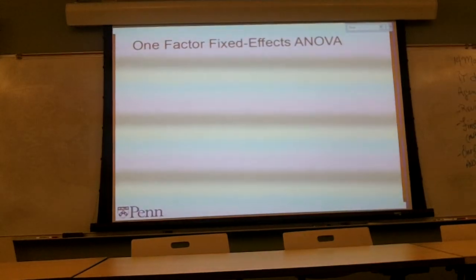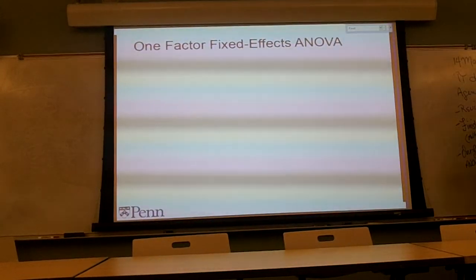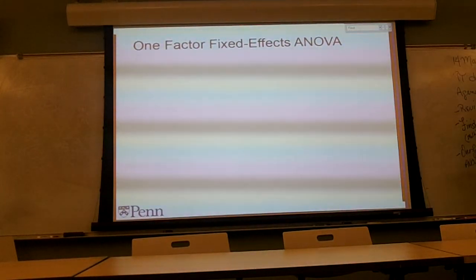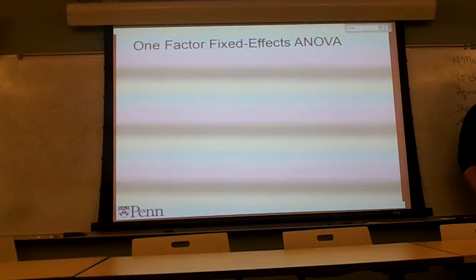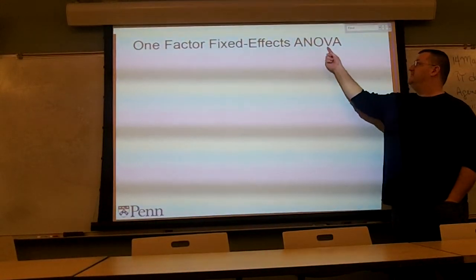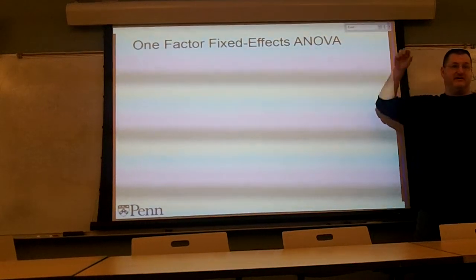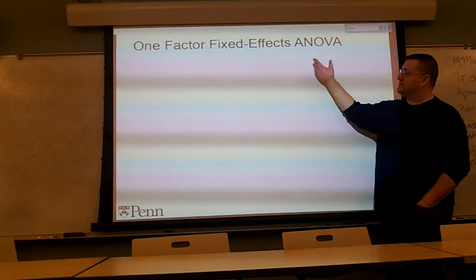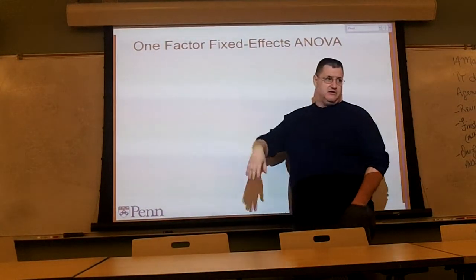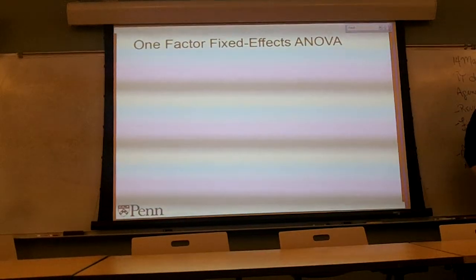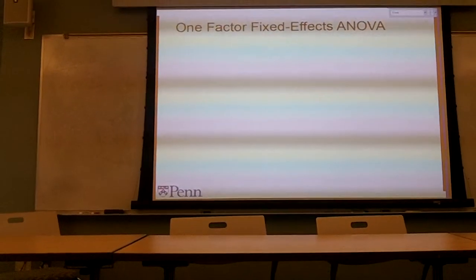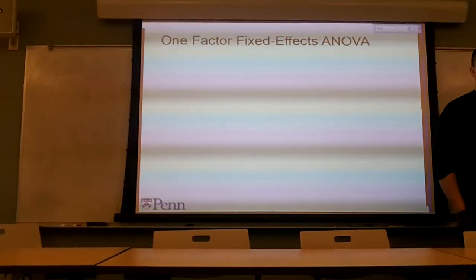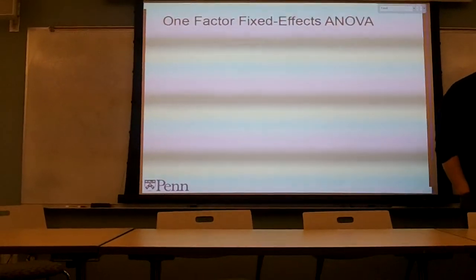Okay, so today I want to start talking about ANOVA. ANOVA is an acronym for the analysis of variance. So let's talk about this for a second. Let's talk about the title of this. One factor. In ANOVA language, in ANOVA jargon, we refer to our independent variables as factors.